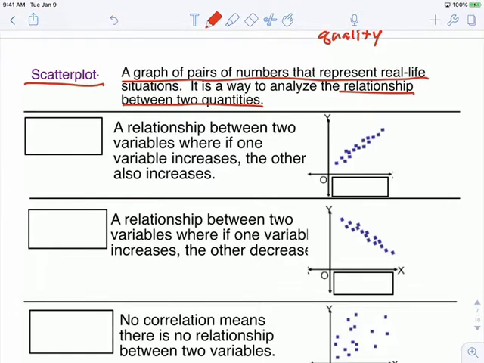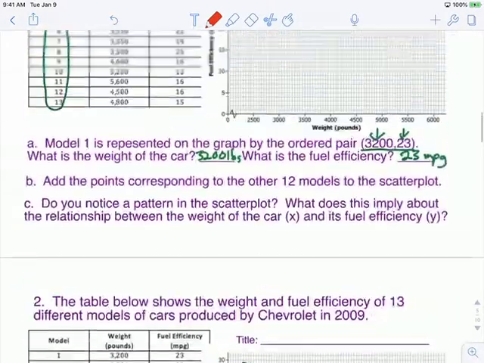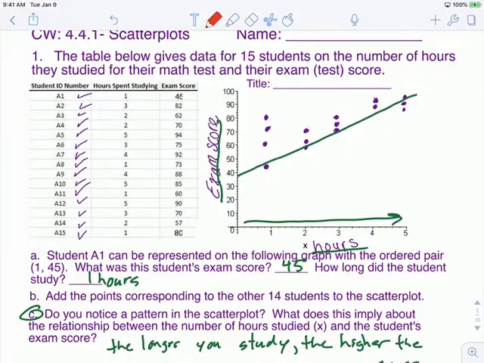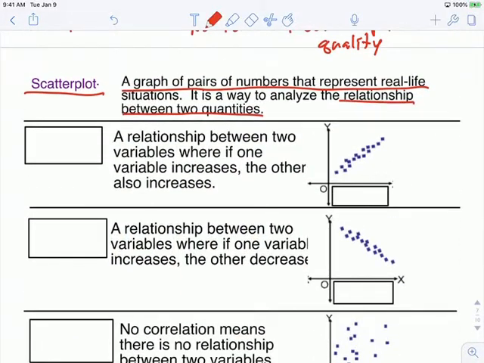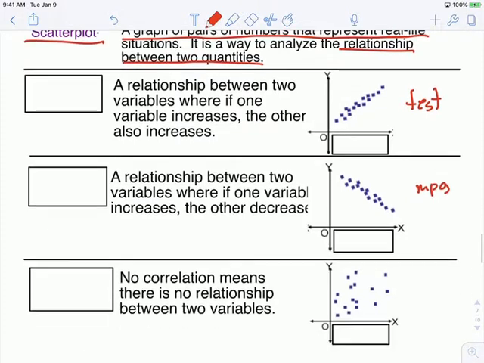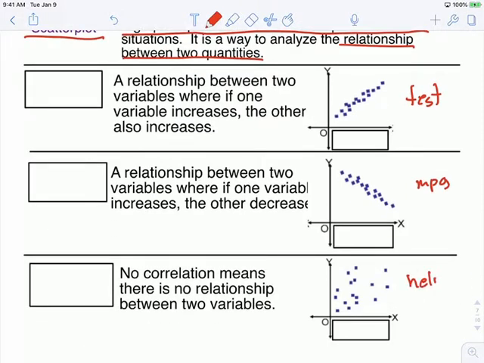Previously, in our first one, let's see, what was the first one again? The first one we were talking about test scores. We talked about this as fuel efficiency, and we talked about this one as helmets, and just basically said what's our relationship here.